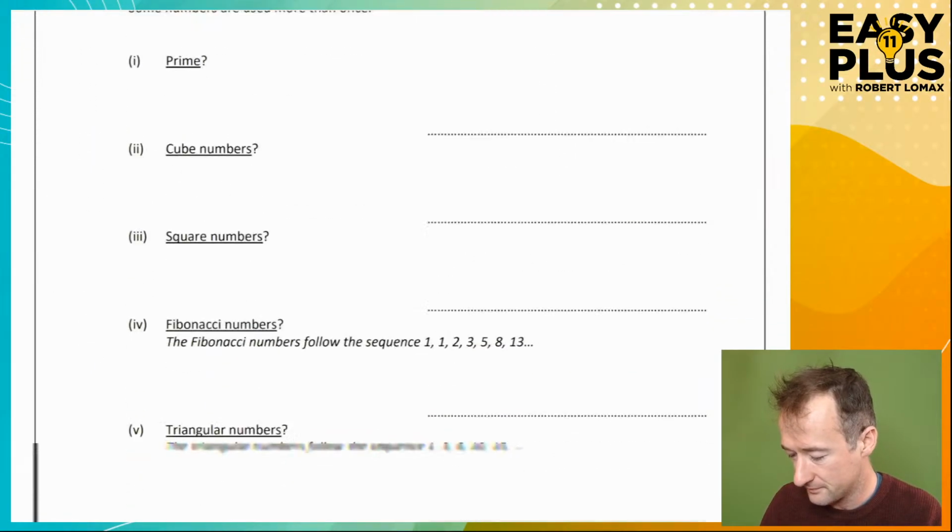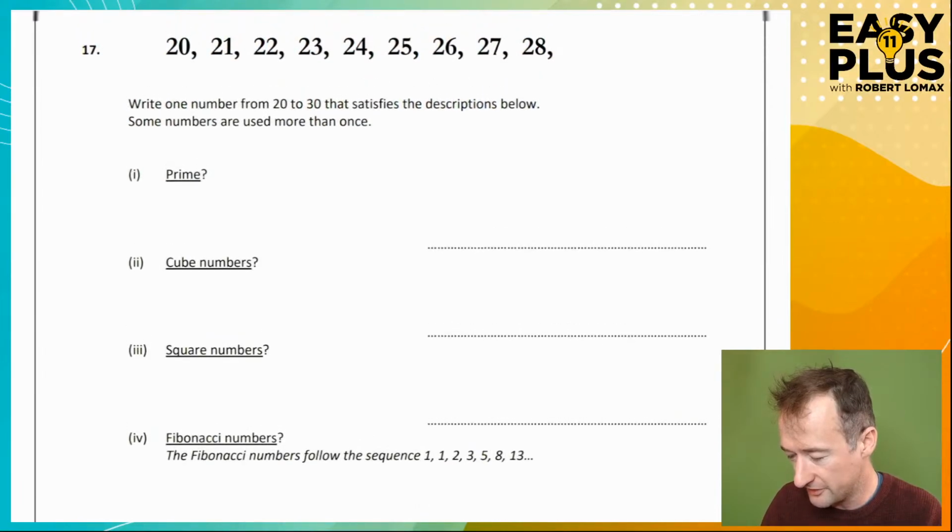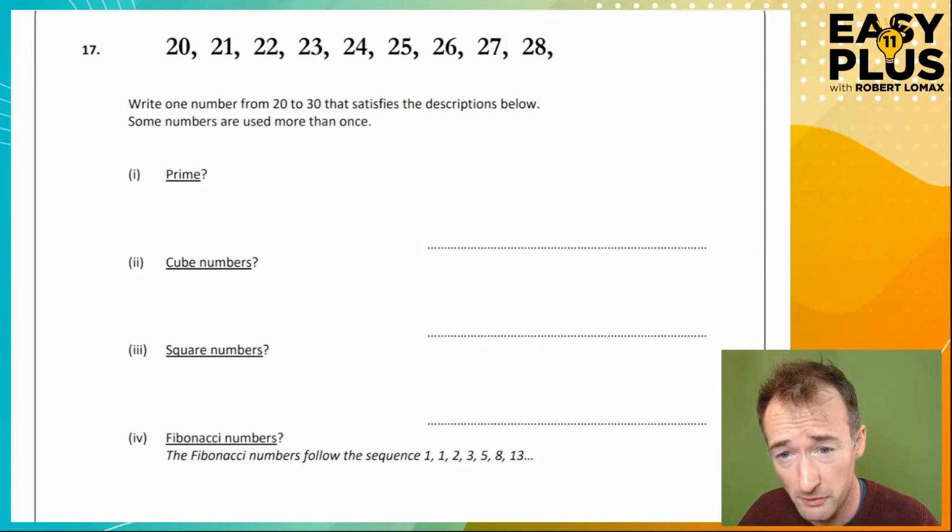Okay. Right. We got a list of numbers. I think we can see what kind of question this is likely to be. Let's see whether it is. Right, one number from 20 to 30 that satisfies the descriptions below. Bit wordy. I think we'll work out what it means. So some numbers are used more than once. Okay, just bear that in mind. So the fact a number's been used doesn't mean it can't be used again.